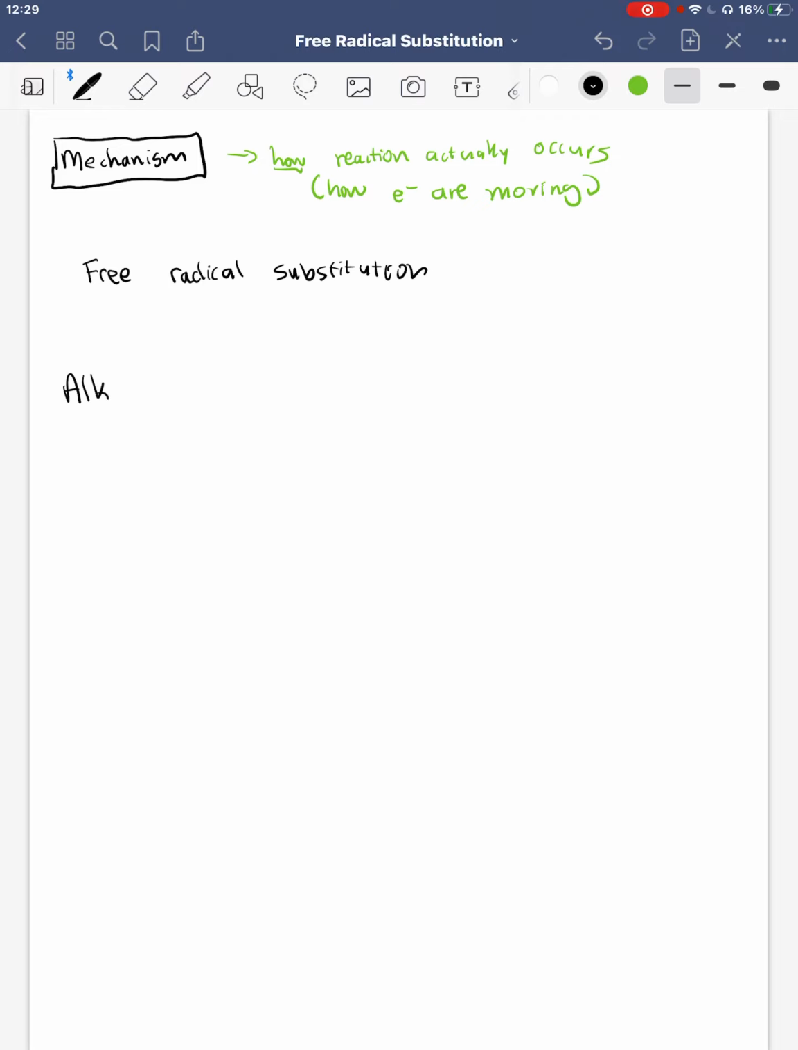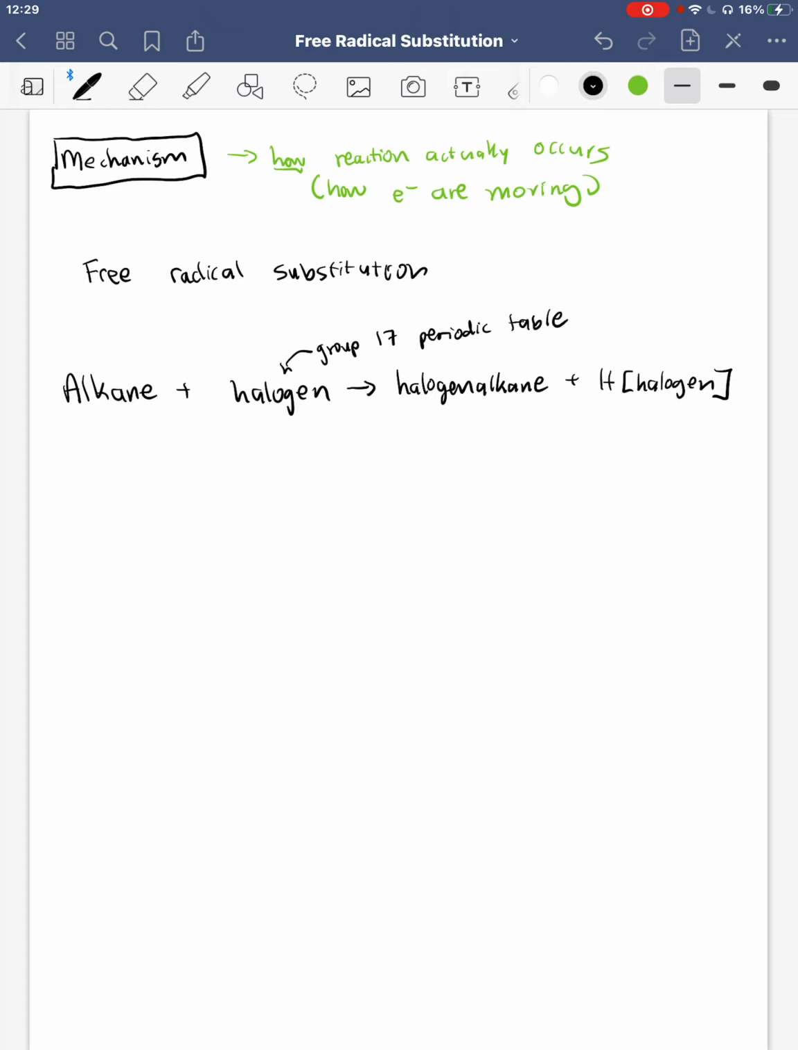So the big picture of this reaction is that an alkane plus a halogen yields a halogen alkane plus H with whatever halogen attached. Remembering that halogens are the elements in group 17 of the periodic table. There's two alkanes that you need to be able to produce this mechanism for, methane and ethane. So let's do ethane.